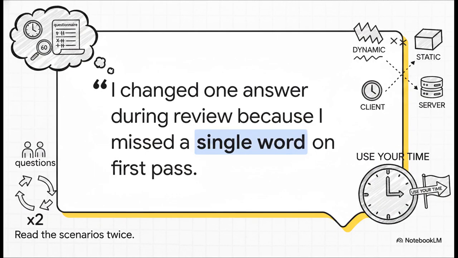I want you to listen to this insight from a developer who recently passed the exam. They said, "I changed one answer during review because I missed a single word on first pass. Because the test gives you 2 full hours for 60 questions, there is absolutely zero reason to rush. These scenario questions are meticulously worded. I mean, a single word, like dynamic versus static or client versus server, can completely flip the correct answer. So use your time. Read the scenarios twice. Actually, scratch that, read them 3 times if you need to."